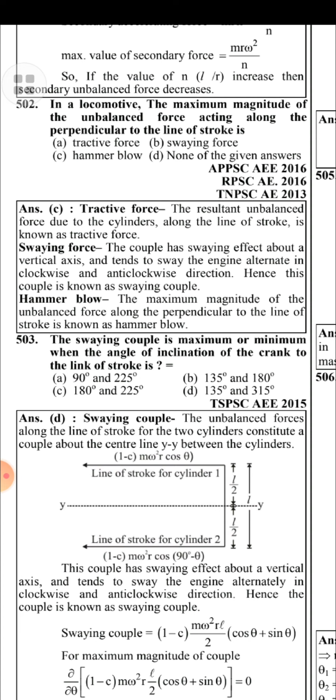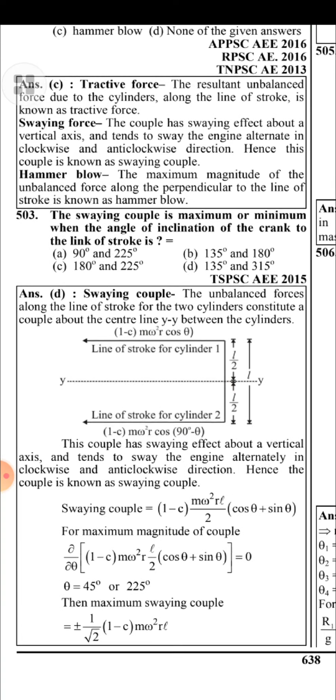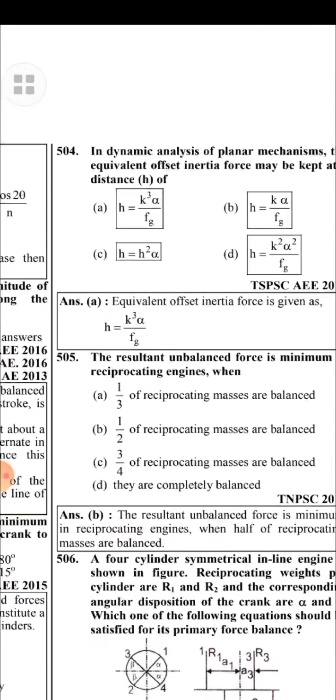Swaying couple: the unbalanced forces along the line of strokes of the two cylinders constitute a couple about the center line y-y between the cylinders. This couple has a swaying effect about the vertical axis and tends to sway the engine alternately in clockwise and anti-clockwise direction. Hence, the couple is known as swaying couple. The maximum swaying couple is ± (1/√2)(1 − c) m ω² r l.